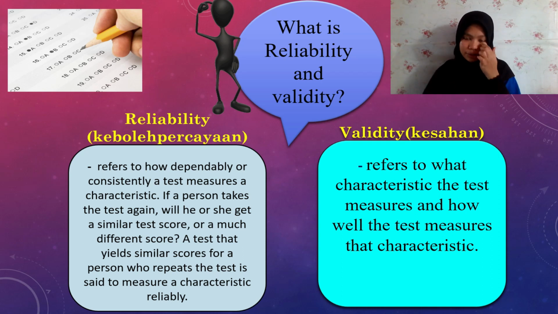Next we go through the validity. Validity refers to what characteristic the test measures and how well the test measures that characteristic. It simply means that a test or instrument is accurately measuring what it is supposed to. So that is validity, because the test is not valid without reliability, and the test is not reliable without validity. So I mean that reliability and validity are related to each other.